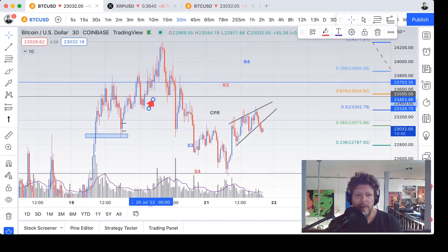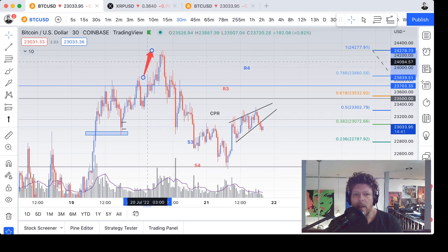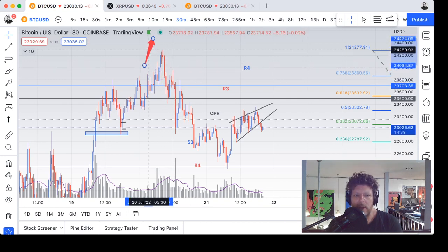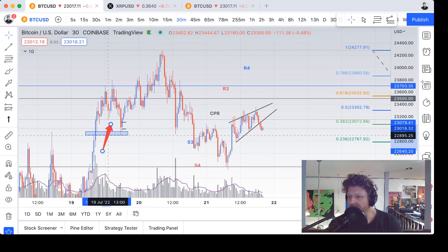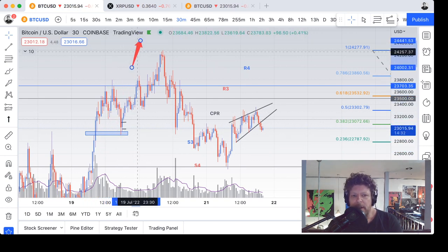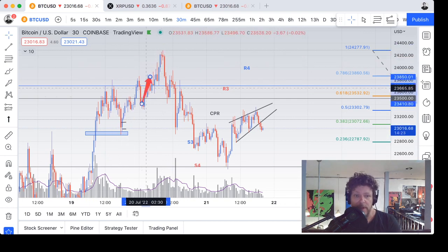And let's just see how high this went. So we got all the way up here. So we got 22,895 all the way to 24,289. So that was a good solid move.